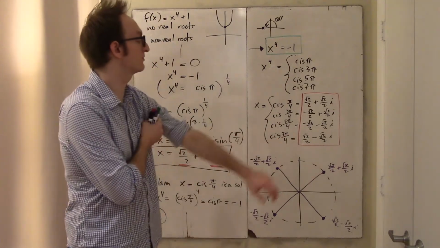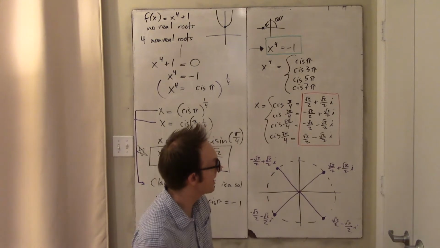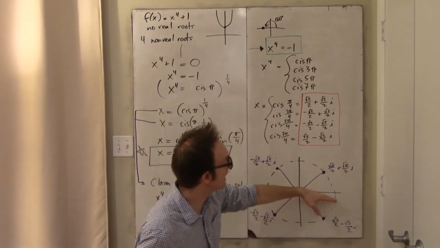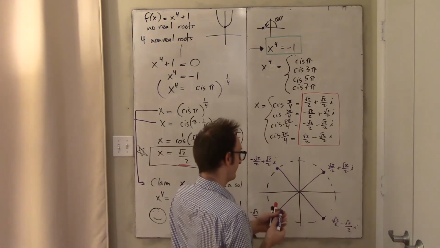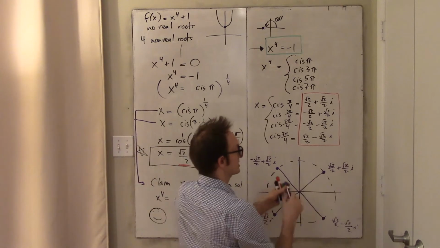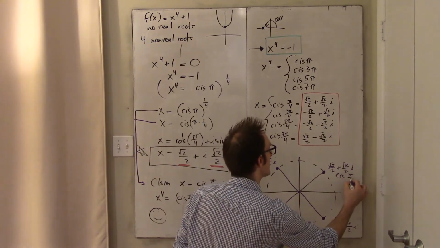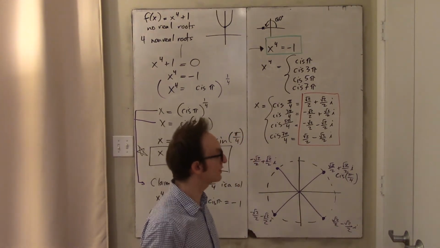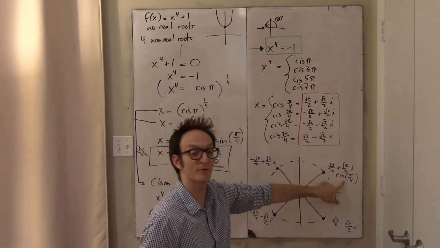Why should we intuitively feel that this first number right here be a solution to x to the 4th equals negative 1? Well, because what is this number? It's actually clearer if you think of this as just cis pi over 4, which is of course what it is. If this number is cis pi over 4, then every time you multiply by cis pi over 4, you rotate by pi over 4.